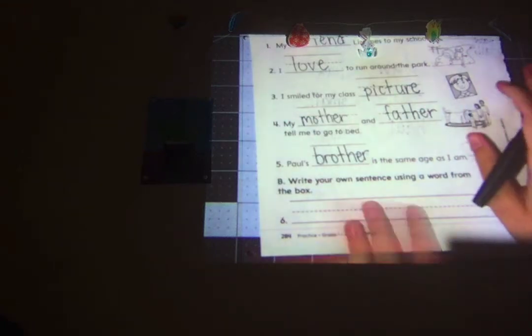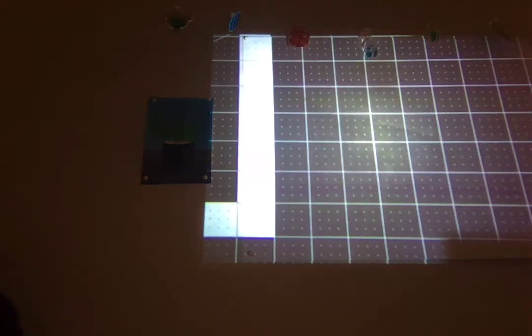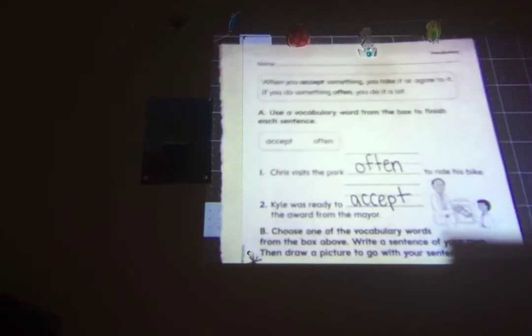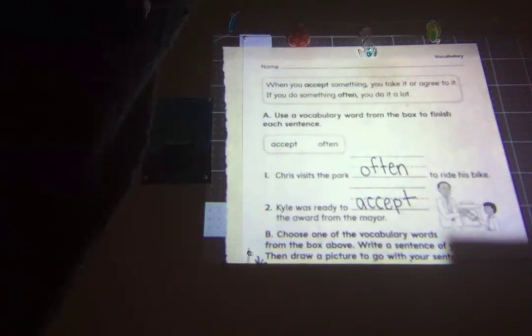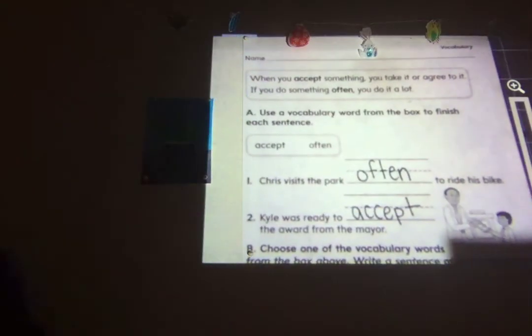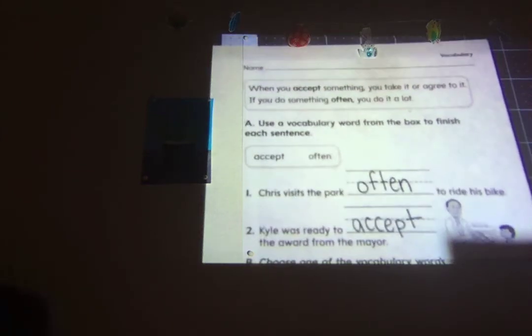That's page 284. All right, last one, page 285. Page 285, which is just the next page, is a vocabulary page, and we have 2 vocabulary words this week. All right, here we go. Our 2 vocabulary words are accept and often.